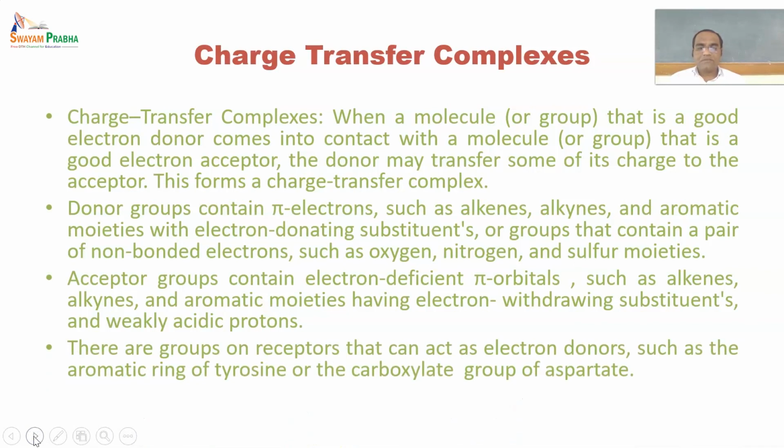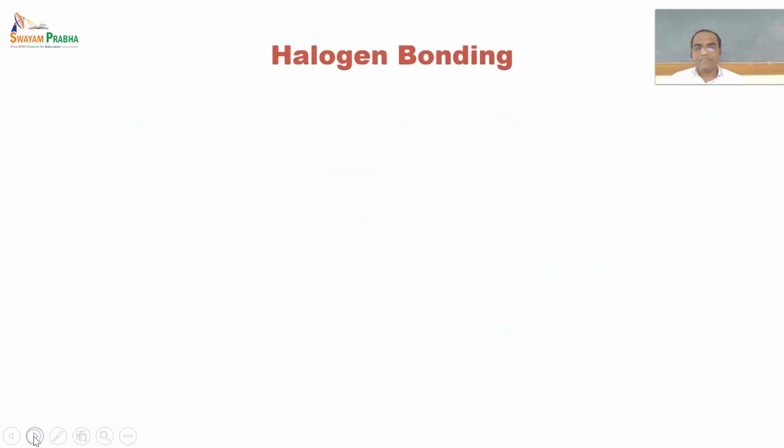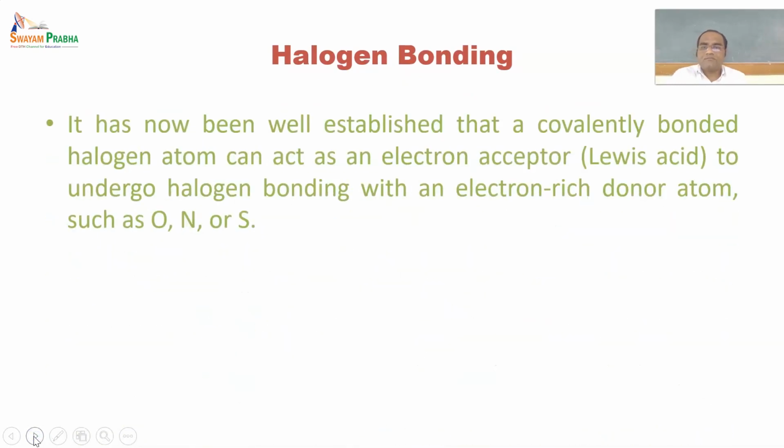There are groups on the receptor that can act as an electron donor, such as the aromatic ring of tyrosine or the carboxylate group of an aspartate. After that, halogen bonding. It has now been established that a covalently bonded halogen atom can act as an electron acceptor. So it is nothing but a Lewis acid, which undergoes halogen bonding with electron-rich donors such as oxygen, nitrogen, or sulfur. These are Lewis bases, having such kinds of groups.